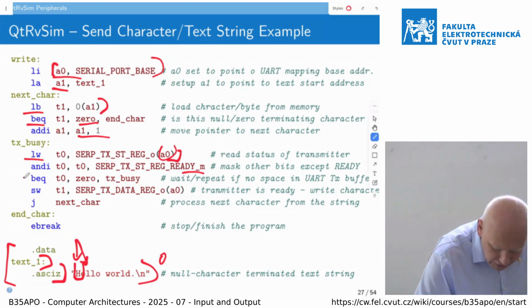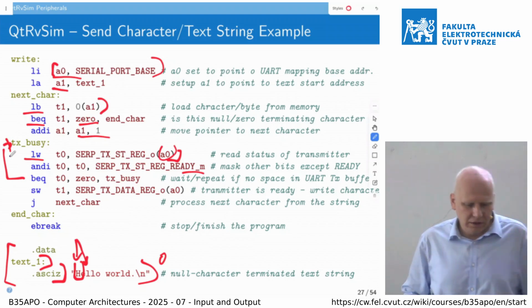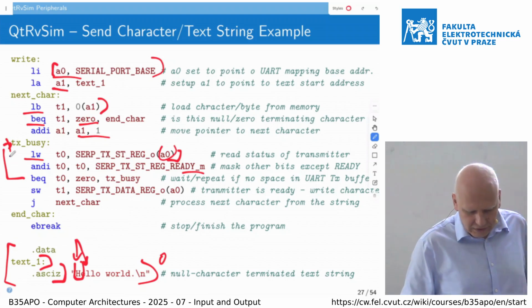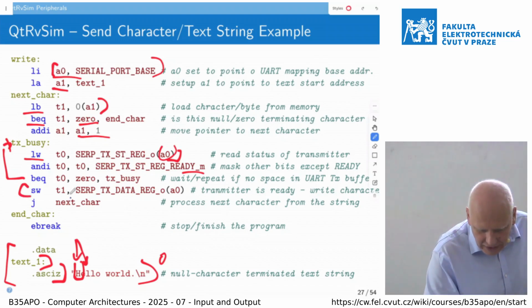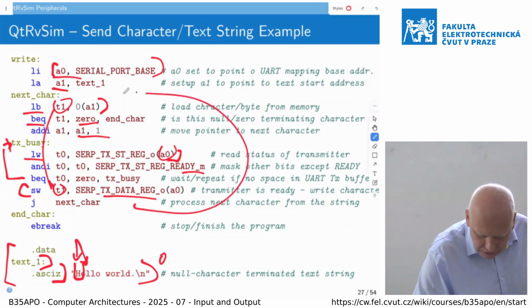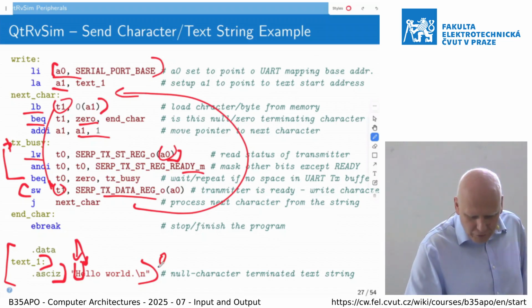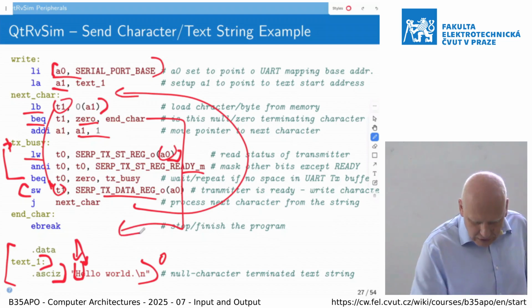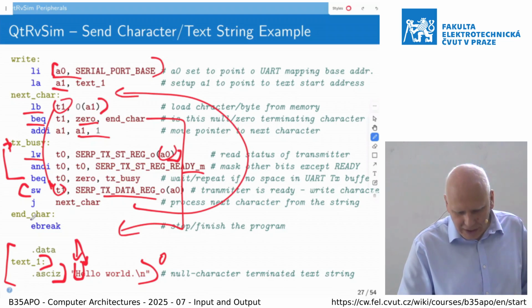If it is not, then we loop there in a busy wait until there is an available buffer to send the data. The actual sending of the data is done by writing this T1 to the address of the TX data register. And then we continue with the next character. So it is simple. And at the end, when we read that final 0, we know that we are at the end of the string and we finish with ebreak.